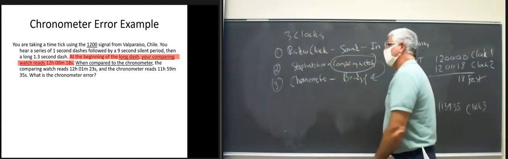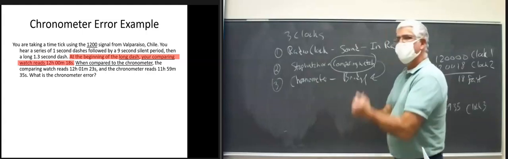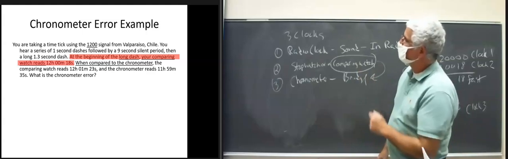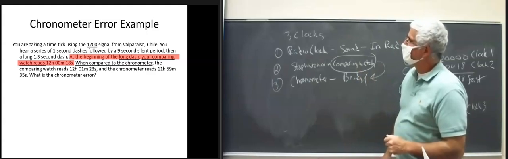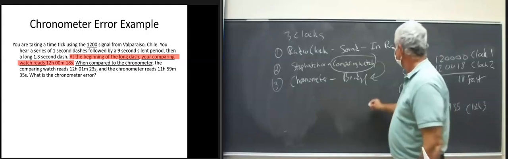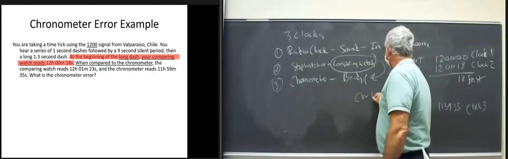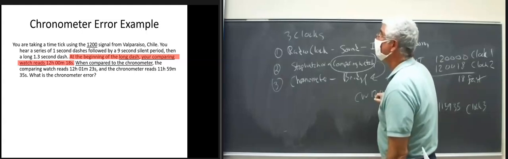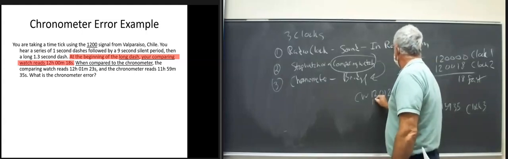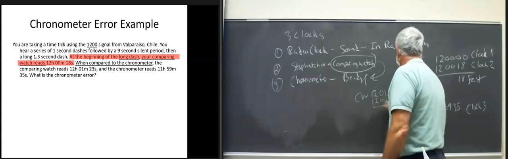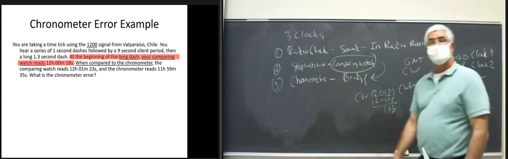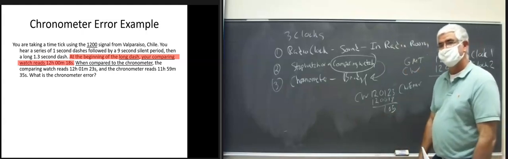12:01:23. Okay? So, how long did it take me to walk to the bridge? The comparing watch was 12:00:18. Now it's 12:01:23. How long did it take me to walk to the bridge? Comparing watch 12:01:23, and it was 12:00:18. Yeah, that's 1 minute and 5 seconds.